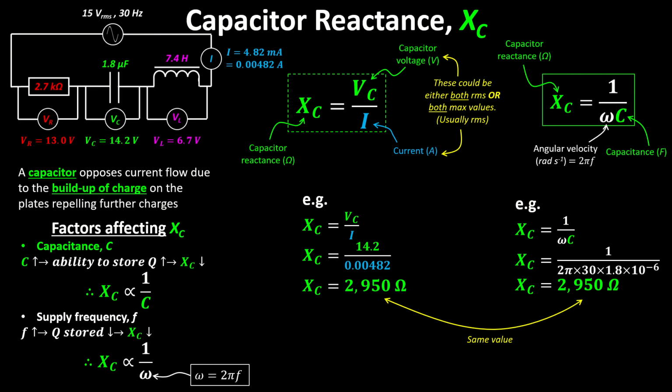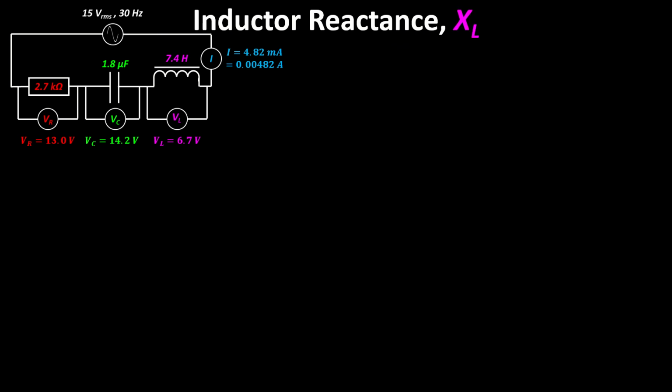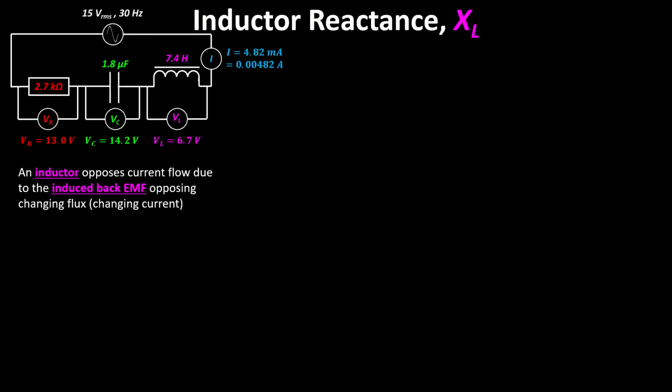Okay, so that's a capacitor. An inductor has the same sort of idea. It also has reactance. It also opposes flow, but it does it for a completely different reason. A resistor opposes current flow because the material is difficult to flow through. A capacitor opposes current flow because of the buildup of charge. An inductor opposes current flow because it induces a back EMF.